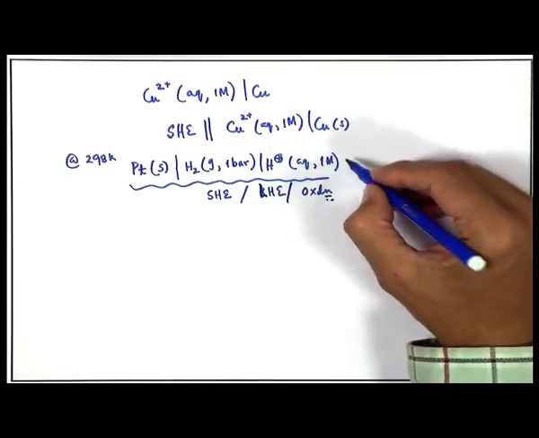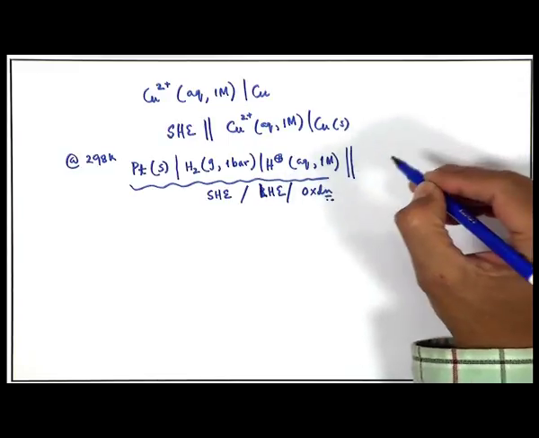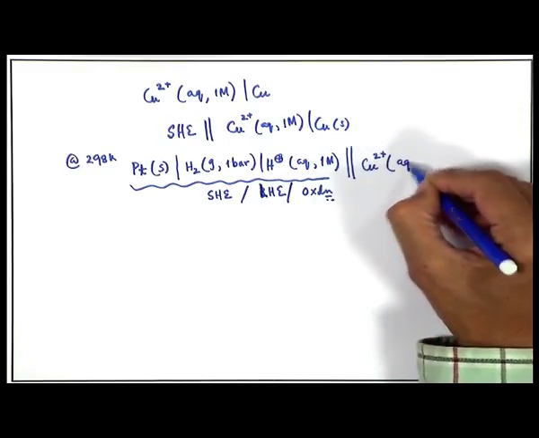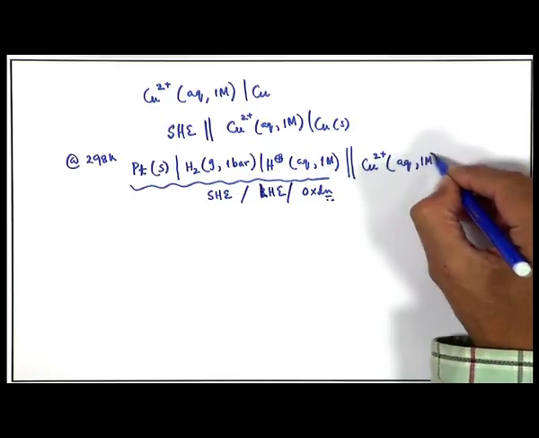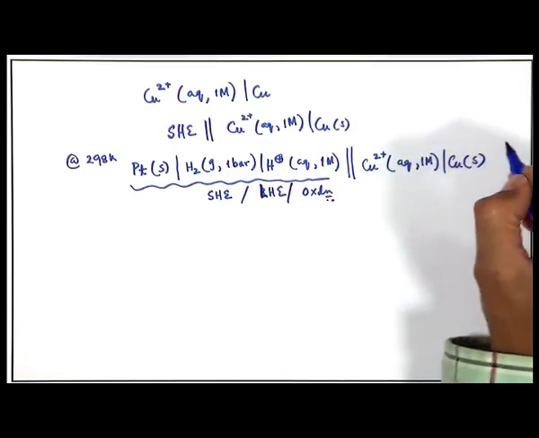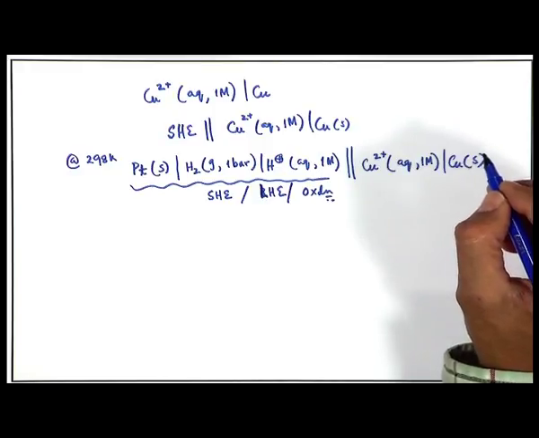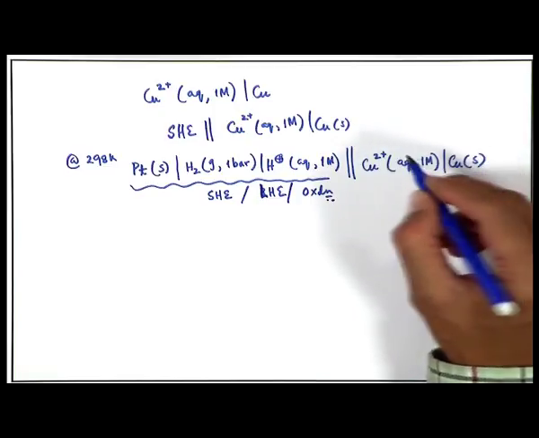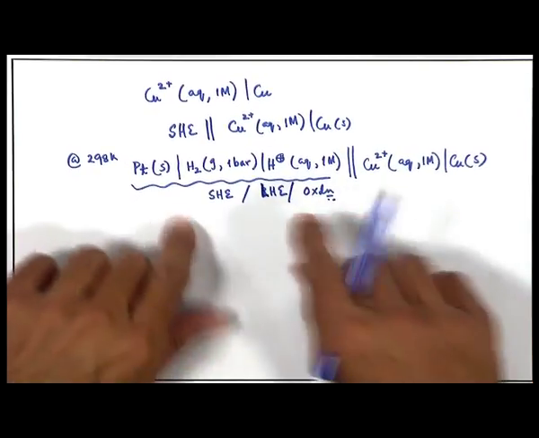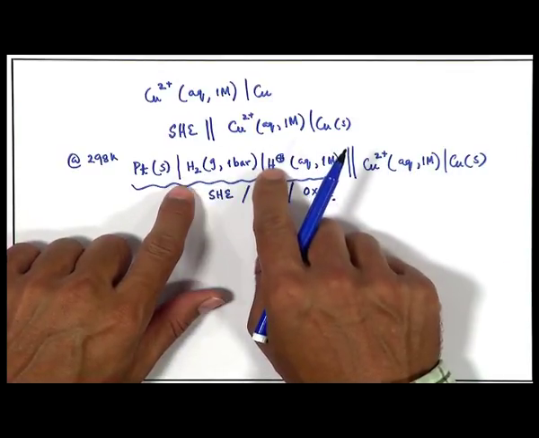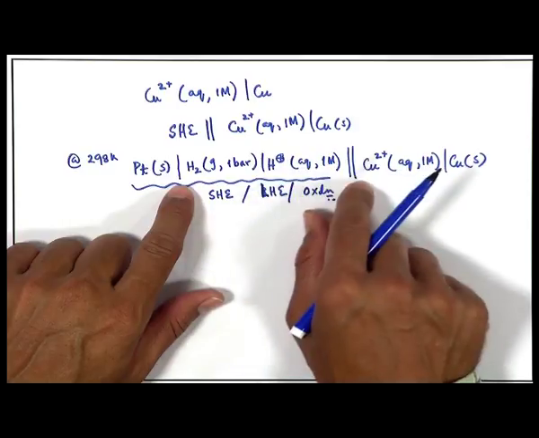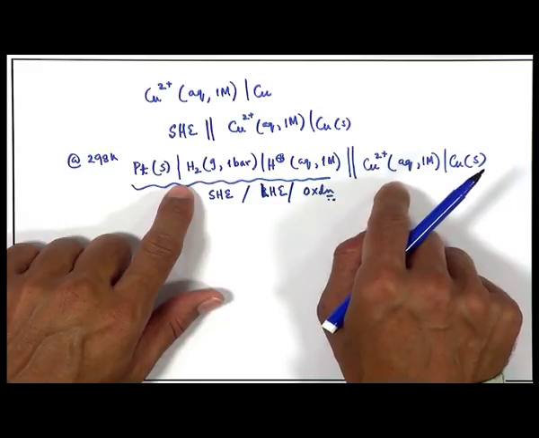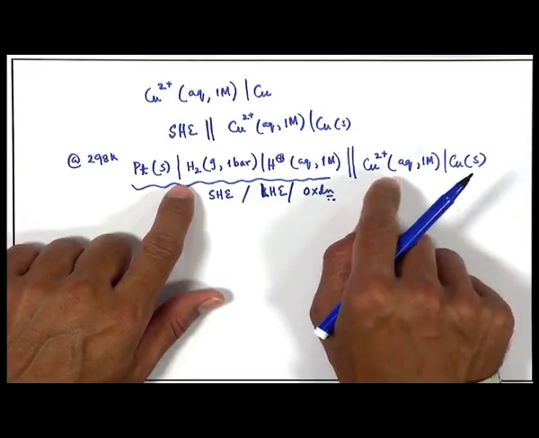Now, couple this with the copper electrode. So, put a double vertical line, Cu2+ equals 1 M, then Cu solid. So, this completes the cell, and then you measure the EMF of this cell. Of course, this is 0. So, whatever value you get as EMF of the cell will be equal to the reduction potential of this.